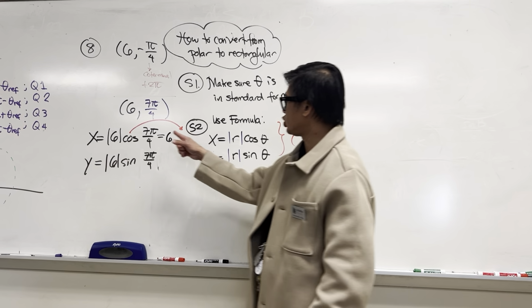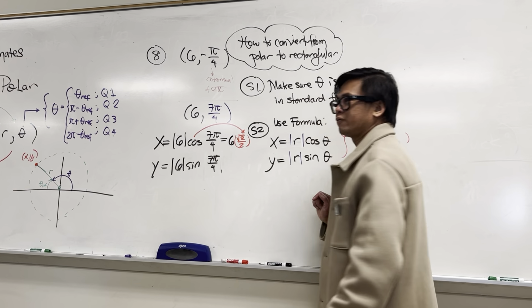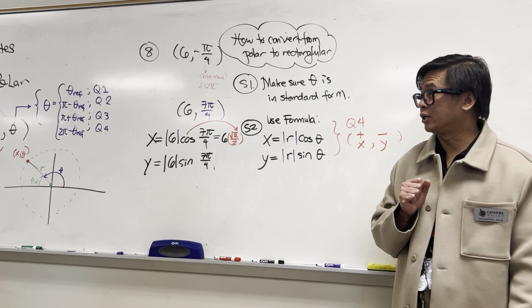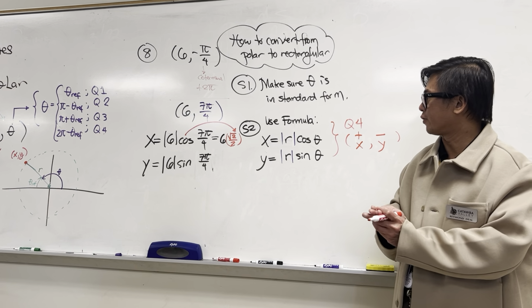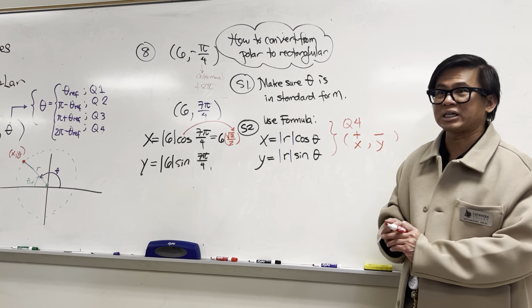So with that being said, your x will be what? Positive 6 times, and this is what? What's cosine 7 pi over 4? That is square root of 2 over 2. So please recall your special angles in the unit circle for that, all right? So that's 6 times cosine 7 pi over 4, which is square root of 2 over 2.